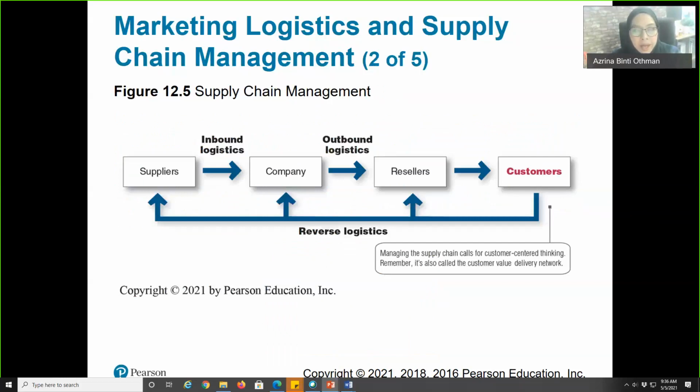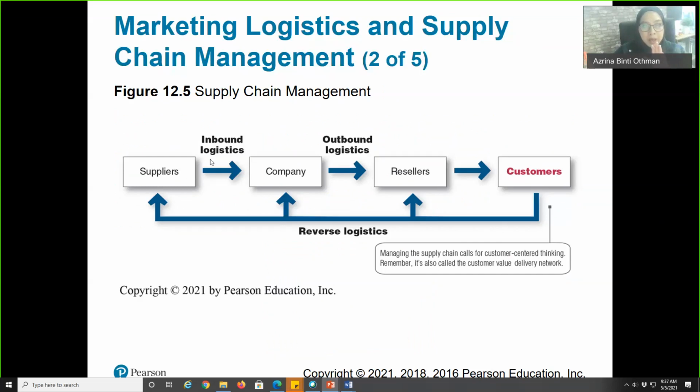Okay. Bila tanya madam, okay, madam, macam mana bentuk supply chain management? Okay, ini adalah supply chain management. Okay, tadi marketing logistic, kita masuk supply chain management. So, supply chain management diagram ataupun flow, inilah dia. Kita ada supplier, kita ada customer. In between supplier and customer, ada company, ada reseller.